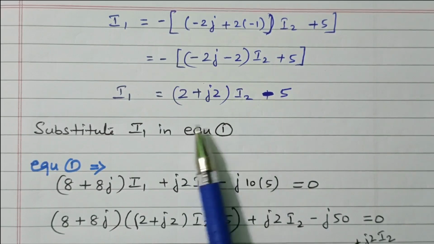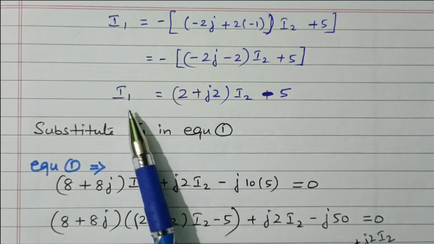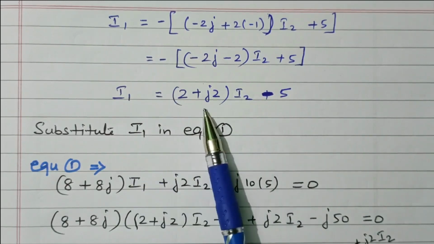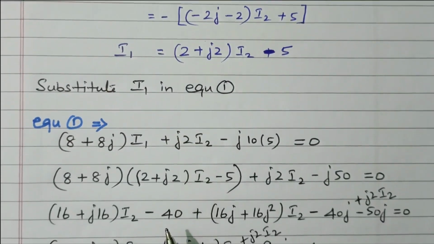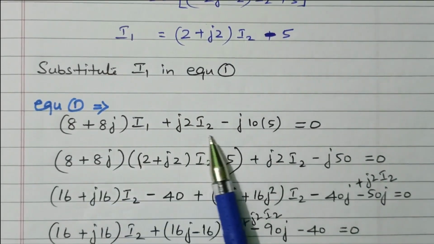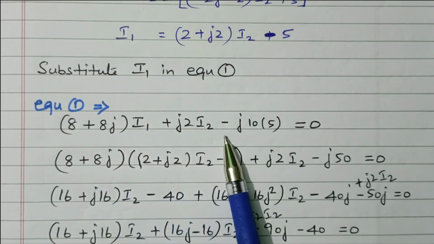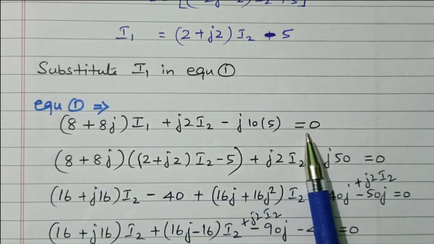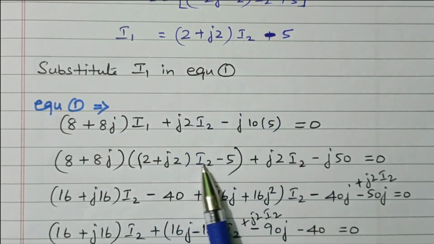Now we can substitute this I1 in equation 1. I1 value is got, and we are going to substitute it in equation number 1. What is equation number 1? This is equation number 1: (8 plus J8) I1 plus J2 I2 minus J10 times 5 equals 0. In this, the I1 value is substituted here.